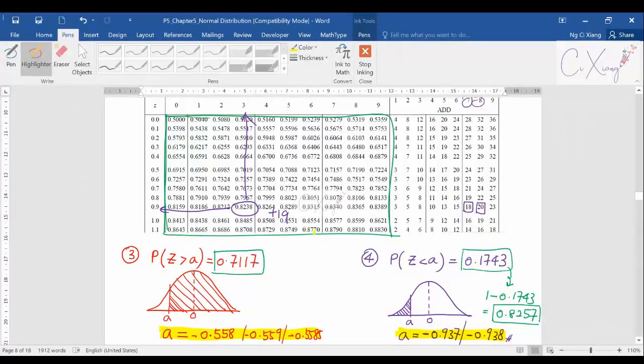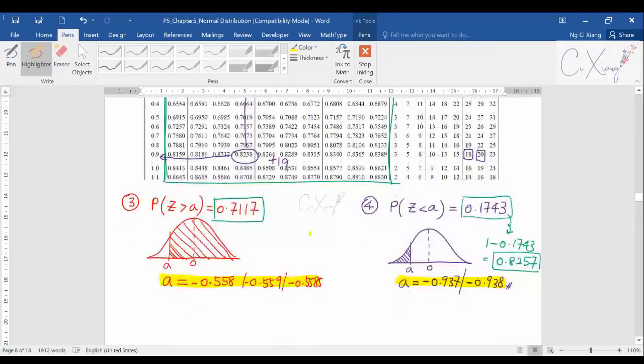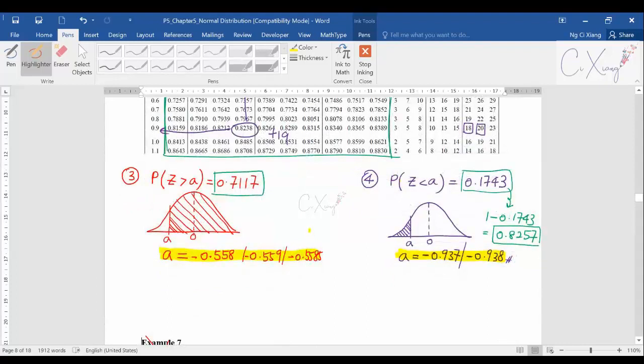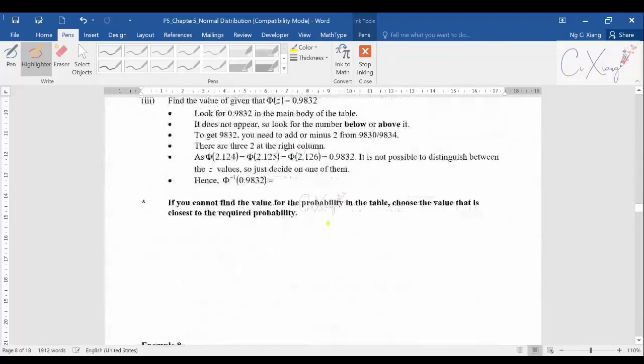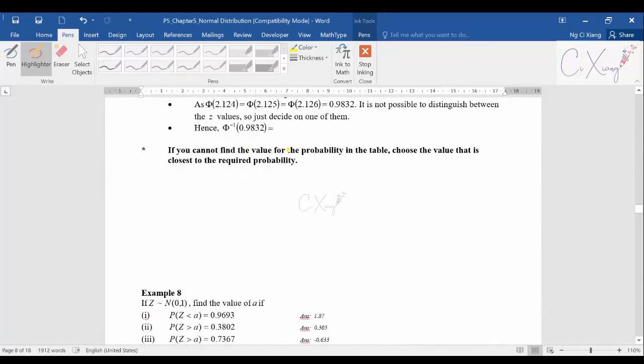Okay, so what you need to do now is, I completed the 4 cases here. As what I told you just now, I will skip the 7 because I don't think that is useful. That's the first thing. And please highlight this one. If you cannot find the value for the probability in the table, choose the value that's closest to the required probability. As I said just now, you can choose any one which is the closest. If the distances are the same, you can choose either one of them. They will accept it.